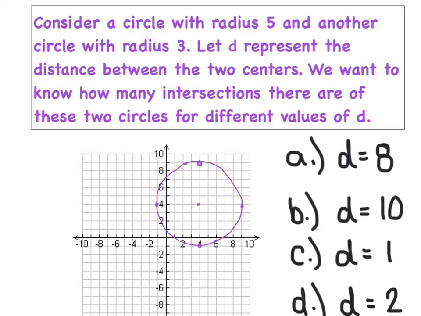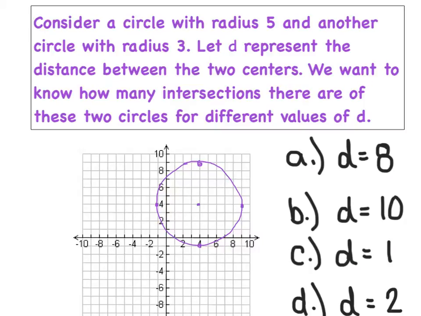Here's a really fun little question that's going to make us think a little bit, and it certainly is going to challenge us just a tad bit. So we've got a circle with a radius of 5, and then another circle with a radius of 3. So one's a little bigger than the other one. Now D is going to represent the distance between those two centers.